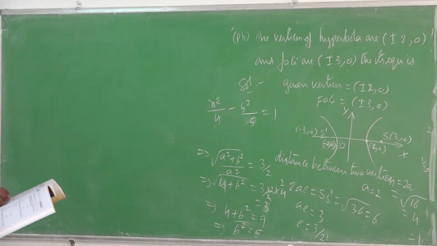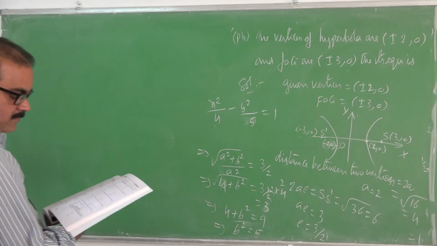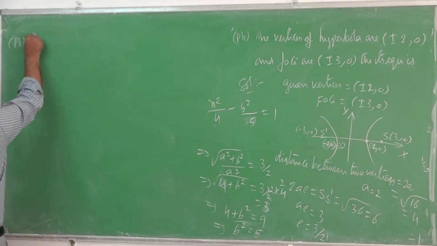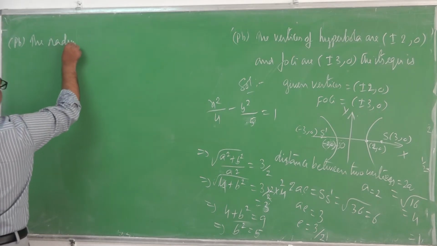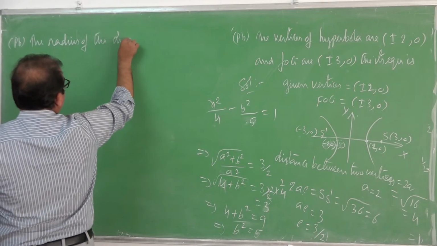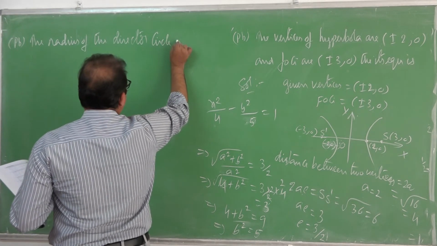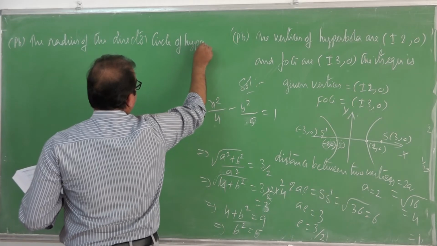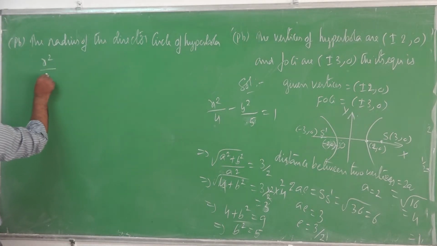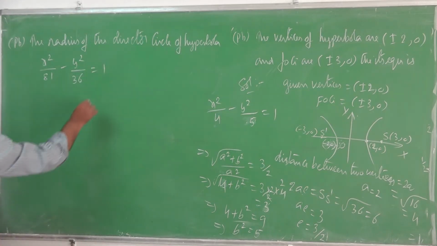Next problem. The radius of the director circle of the hyperbola x square by 81 minus y square by 36 is equal to 1 is.